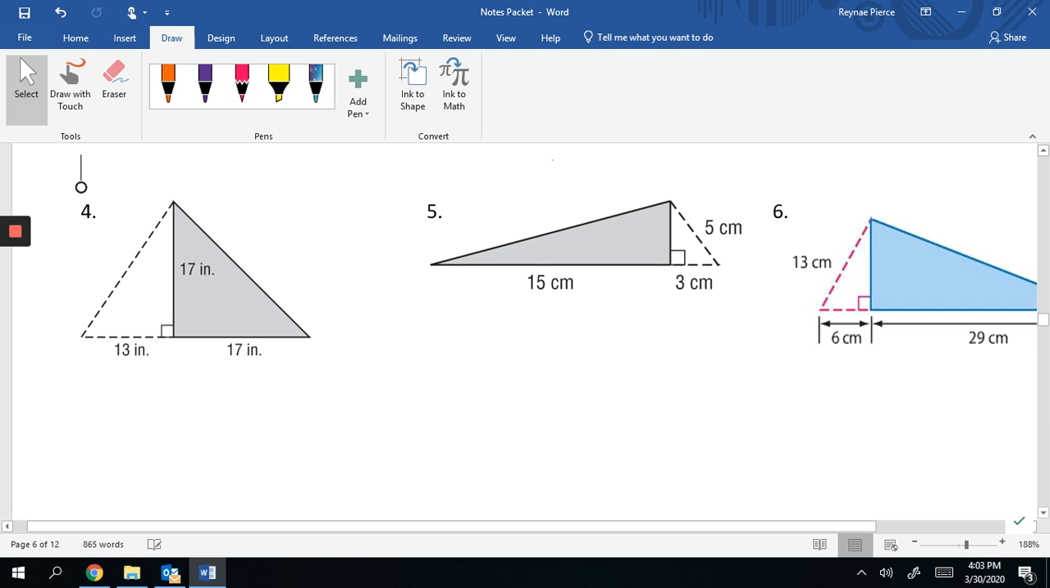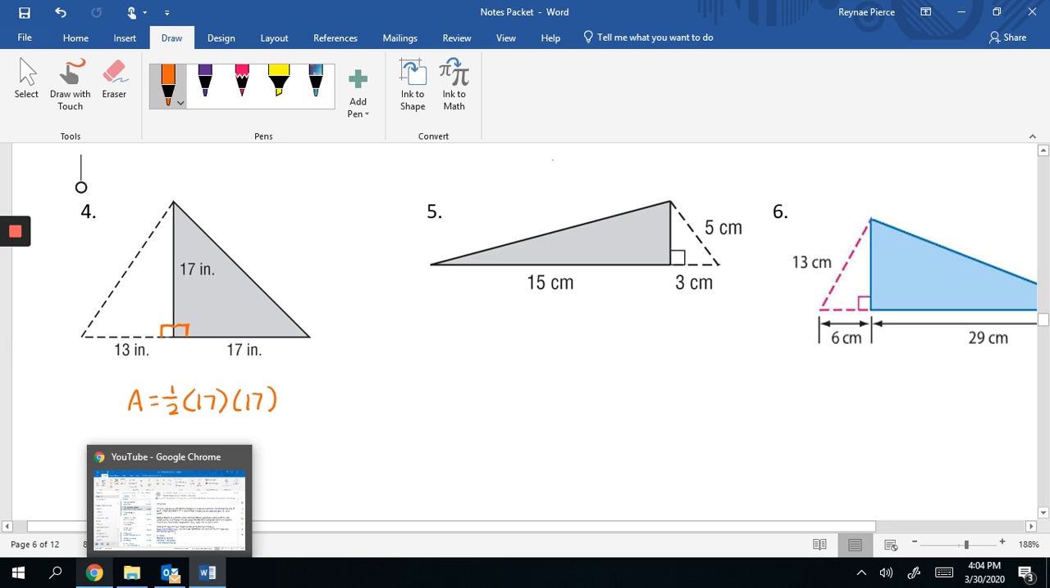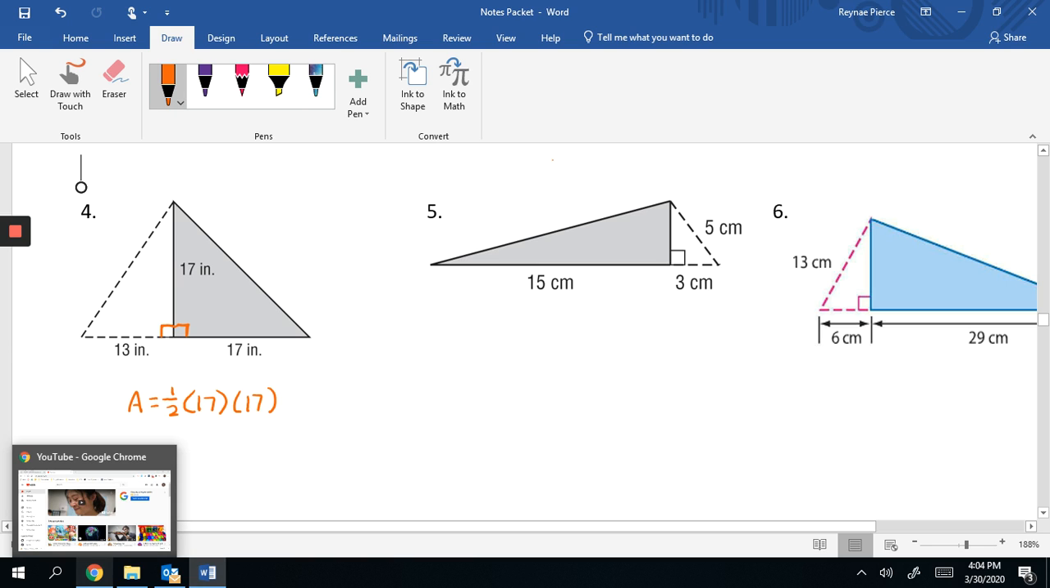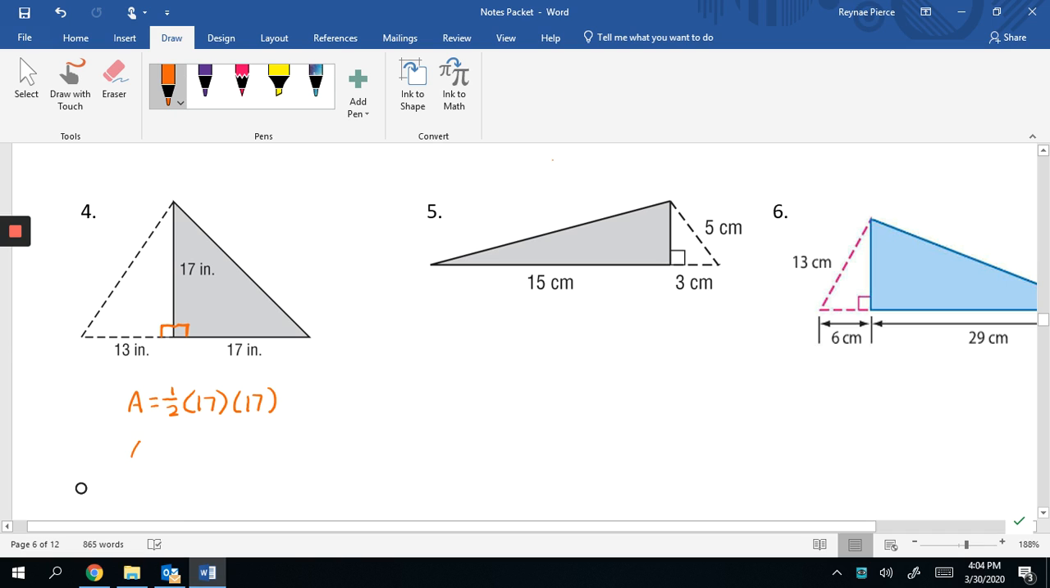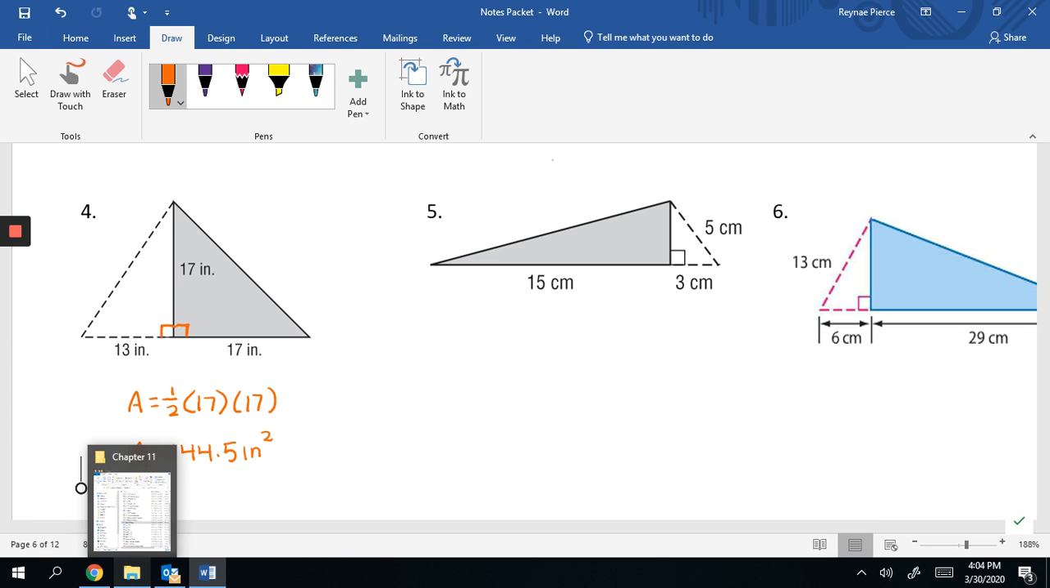The example 4 here, we want the shaded triangle. Okay, so since this is a right angle, that means this here is also a right angle. So our base and our height are both 17. Okay, for an area of 144.5 square inches.